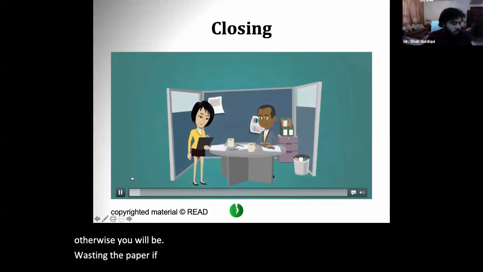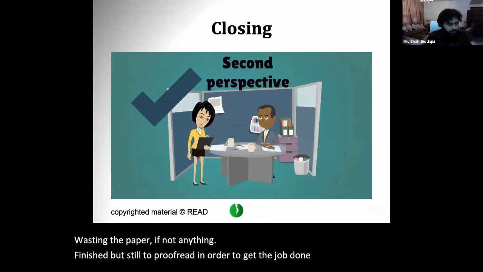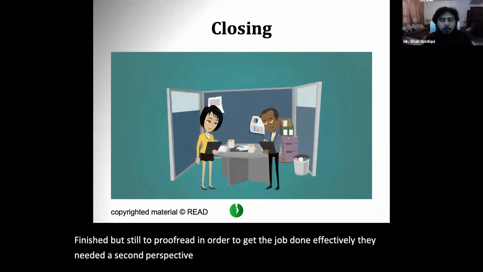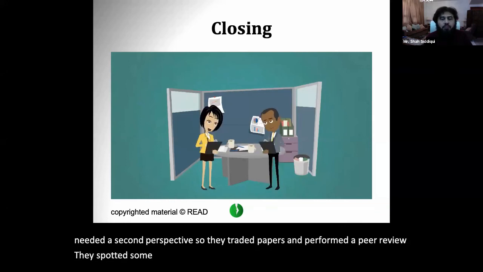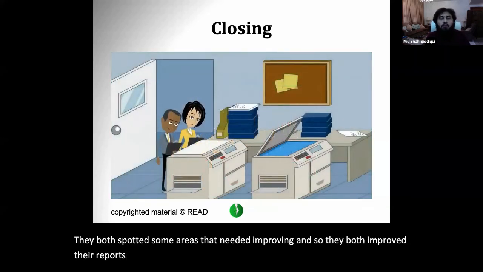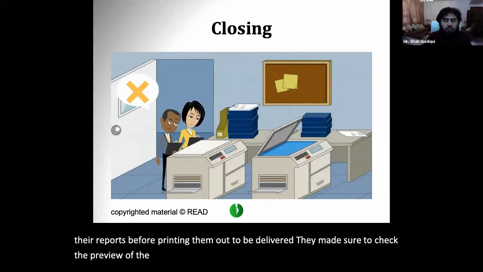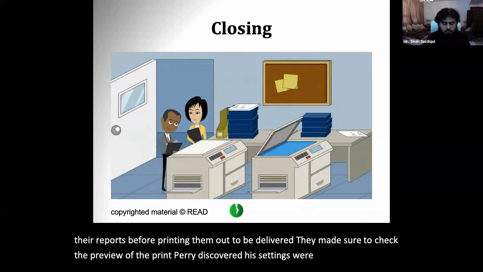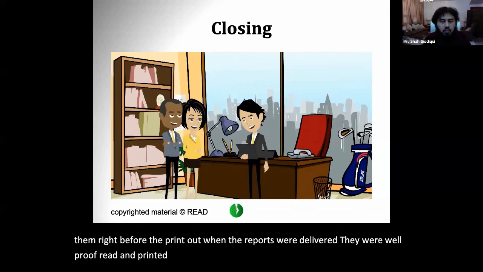Jenny and Perry had their reports finished, but still needed to proofread. In order to get the job done effectively, they needed a second perspective, so they traded papers and performed a peer review. They both spotted some areas that needed improving, and so they both improved their reports. Before printing them out to be delivered, they made sure to check the print preview. Perry discovered his settings were wrong, and he set them right before the printout. When the reports were delivered, they were well proofread and printed out perfectly.